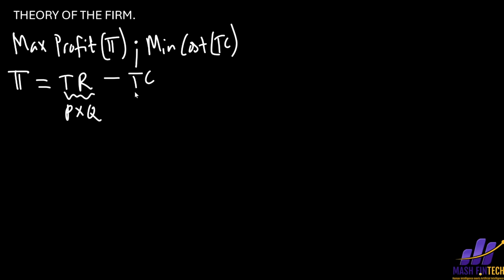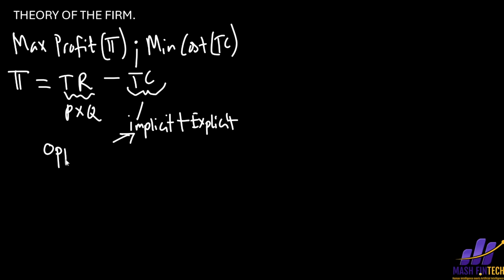These total costs in economics are split into two: implicit plus explicit. The implicit costs are the opportunity cost. So you're looking at the cost of your foregone alternative. That's what your implicit cost is. It's basically an opportunity cost. So think about implicit cost as opportunity cost, the best alternative that has been foregone.